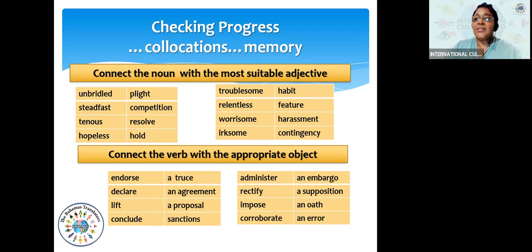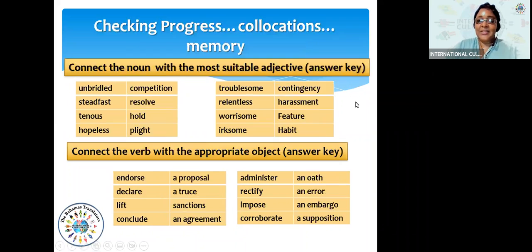And this has been a wonderful exercise while we paused. Let's look at the answers. And you did an excellent job in most of them. So this is an example of how you will connect a noun with an adjective in your brain when you are interpreting, for example.